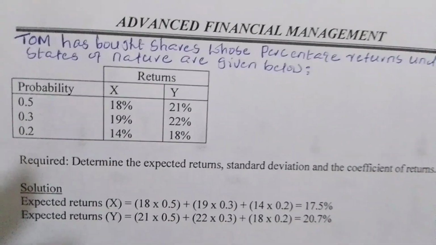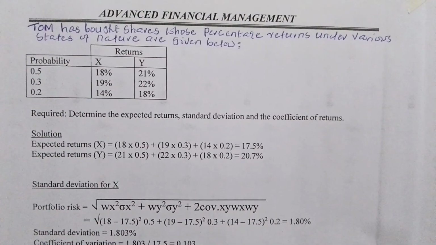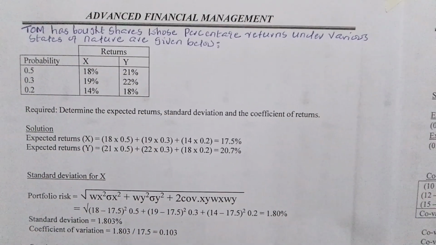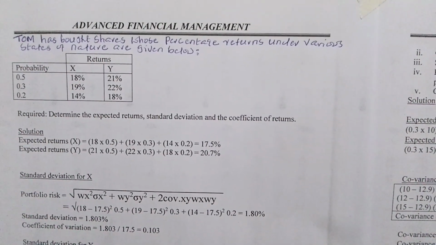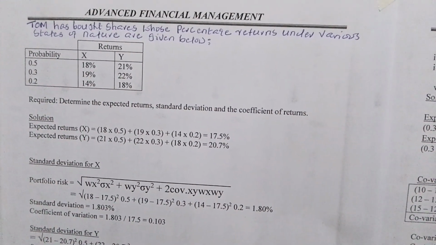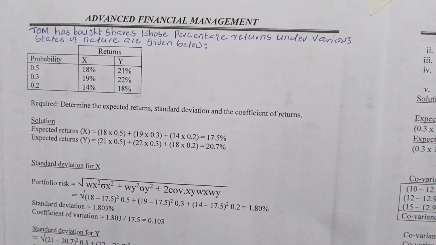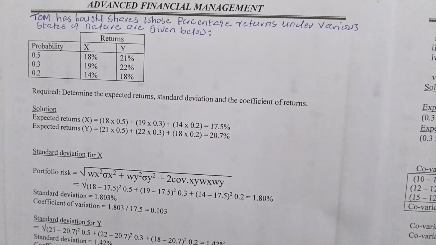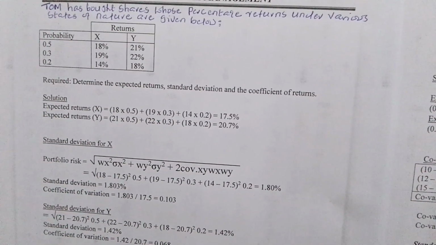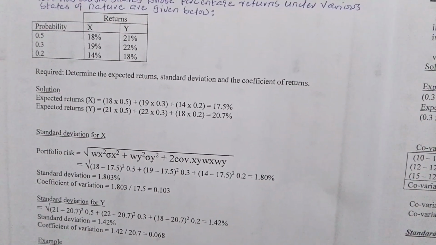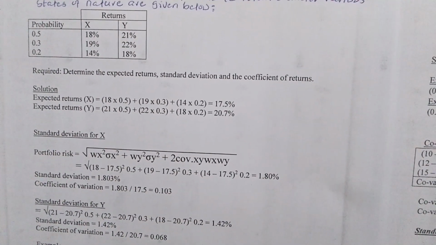Now the other that I want you to take as your assignment is that portion whereby you are told. Now the question starts from here, where we have written using a biro. Tom has bought shares whose percentage returns under various states of nature are given below. Probability 0.5, 0.3, 0.2. Returns for X are 18%, 19%, and 14%. For Y, 21%, 22%, and 18%. Required: determine the expected returns, standard deviation, and the coefficient of variation.